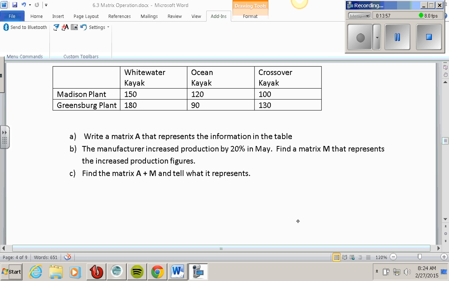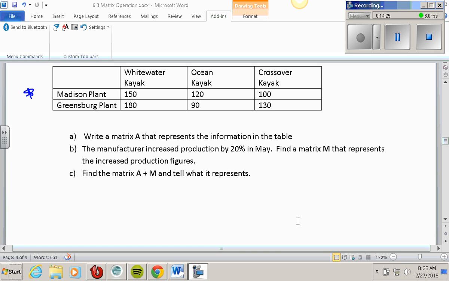Part B wants us to find a matrix that represents the increase in production, since the manufacturer increased production by 20%. Part C wants us to find A plus M, so we're adding those matrices together, and then describe what it represents. So our first step is to create a matrix based on this information.